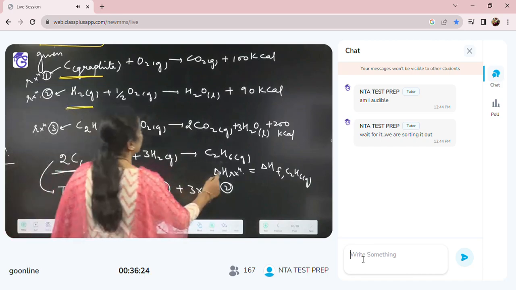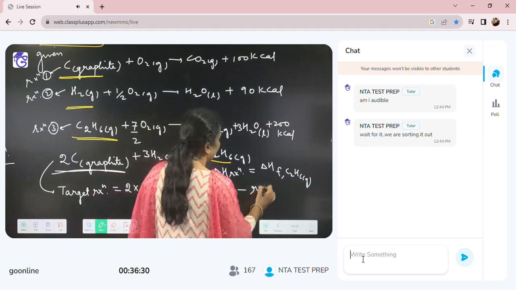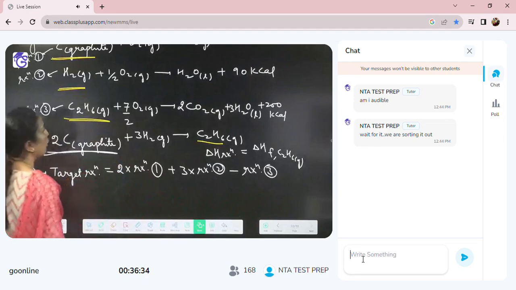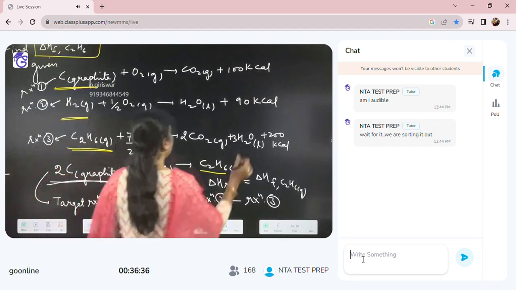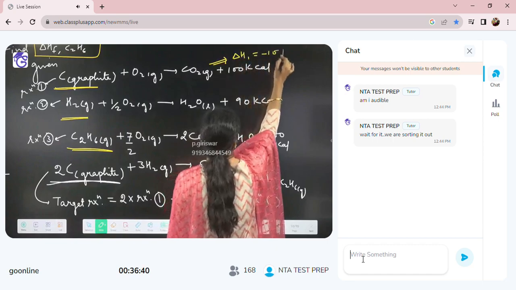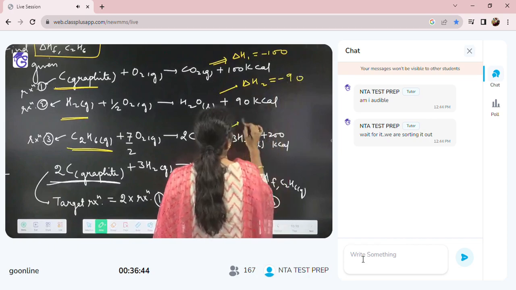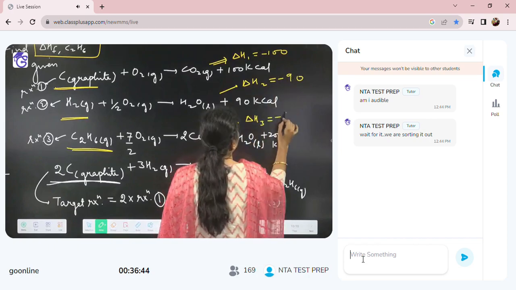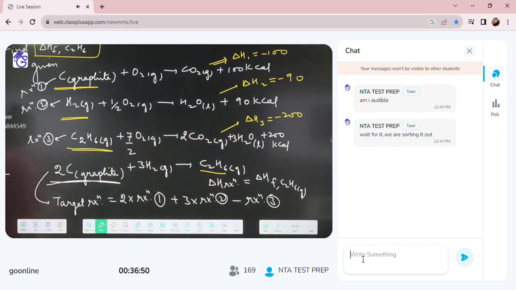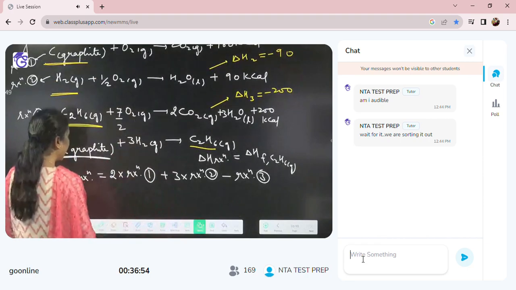Then you want C2H6 on the product side, but here it is on the reactant side. Reverse it. Reverse means minus. So simply what I'm going to write down here, and you should also understand one thing, that I have not given you an endothermic reaction. For this, delta H1 will be minus 100. Delta H2 will be minus 90. And here delta H3 is minus 200. So you should not be getting the answer as 270. It should be minus 270. Those who are getting plus 270 is wrong.